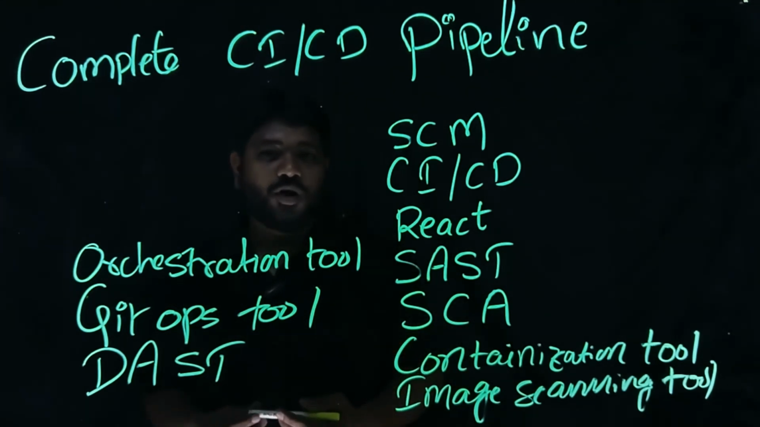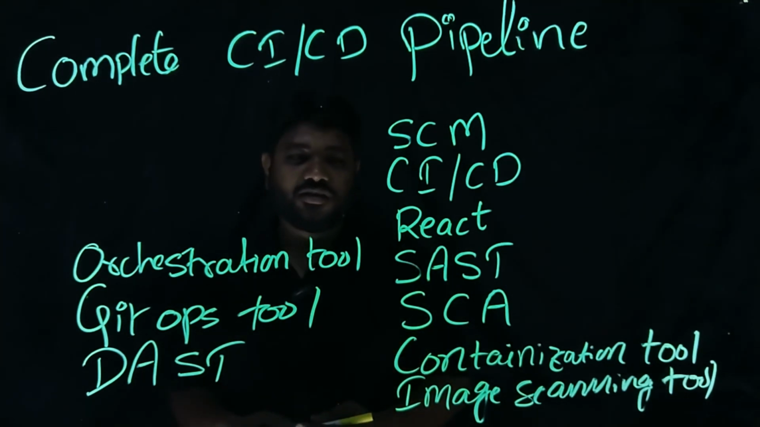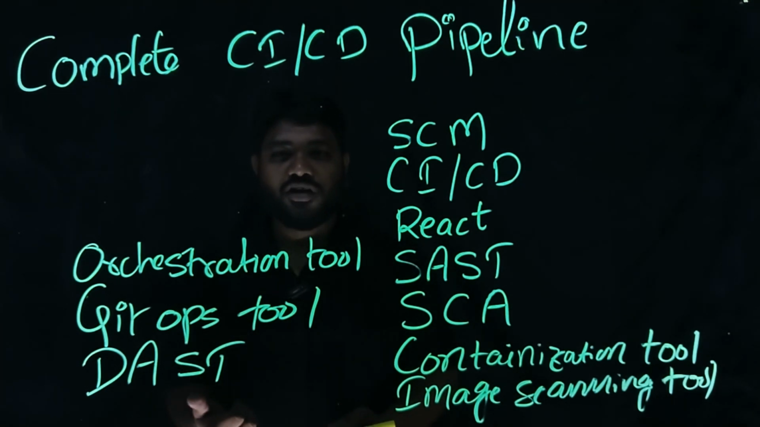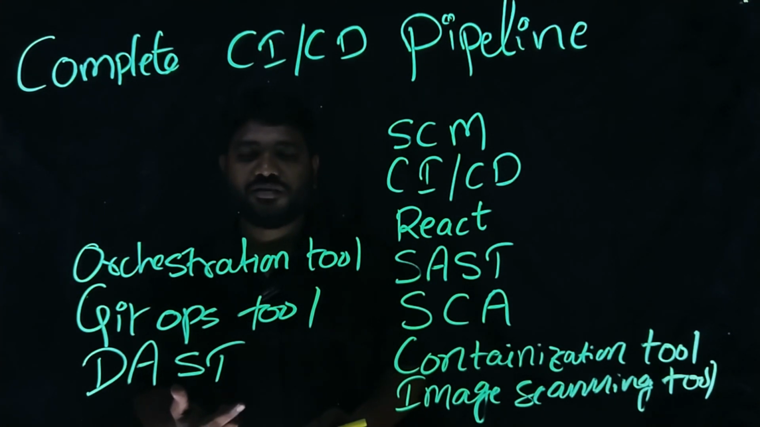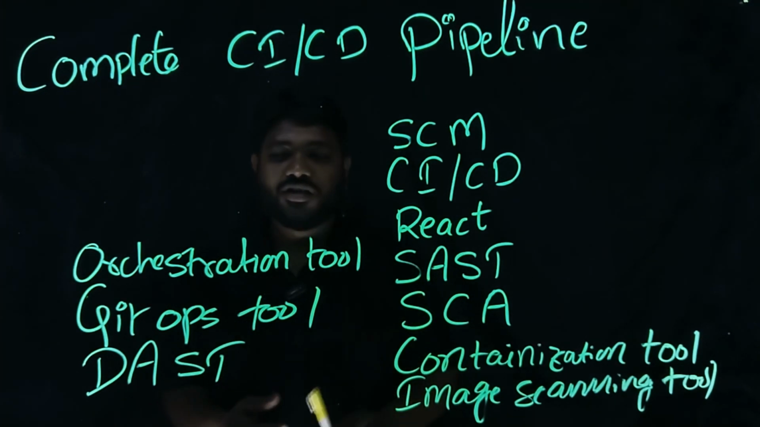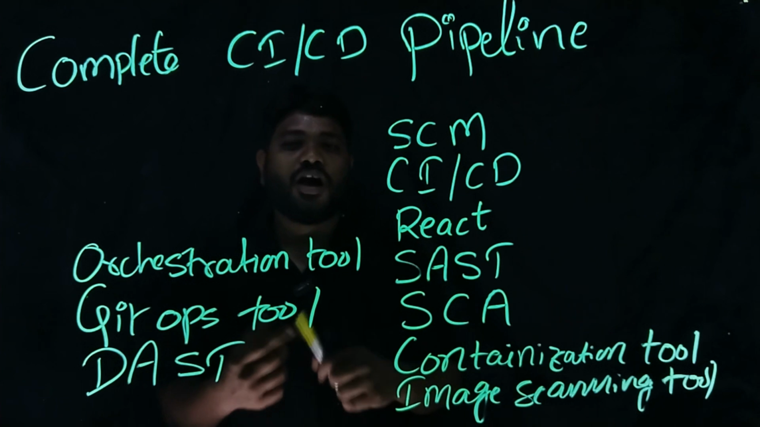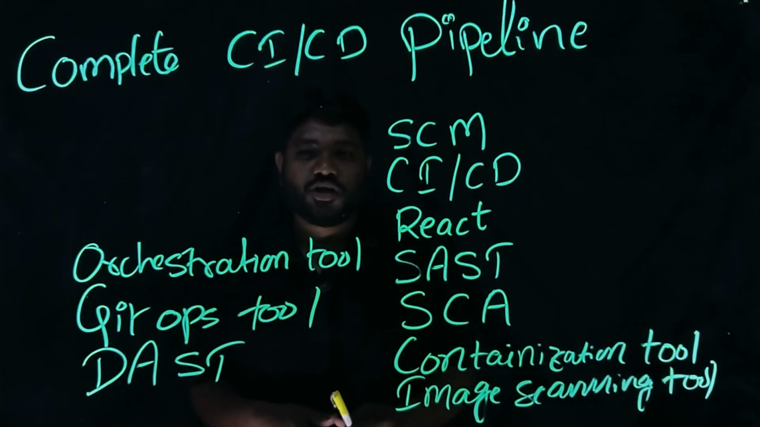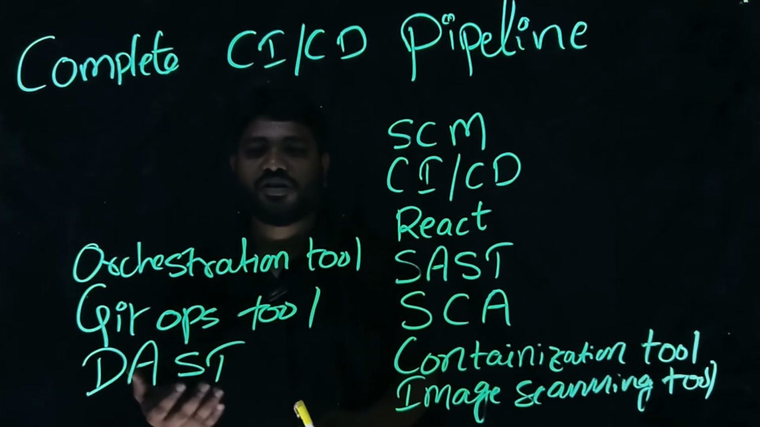And for SAST, which we call static application security testing, we are going to use SonarQube for code quality and code coverage, and Semgrep for finding code vulnerabilities. And for SCA, software composition analysis, we are going to use a tool called Trivy. Trivy is going to find the security vulnerabilities of your open source modules and libraries.